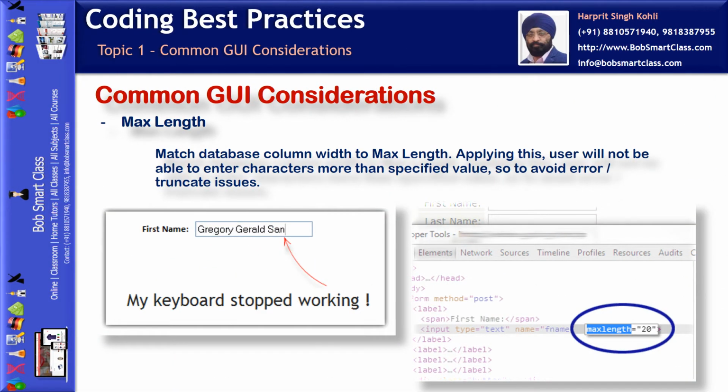The next important point is to consider the max length parameter in your HTML controls. This will avoid error and truncate issues. Define max length as the total width of the column it is relating to. Suppose we have a name field in the database having 20 characters width. Now defining the max length as 20 will prevent the user from entering more than 20 characters. So there will not be a truncate error.